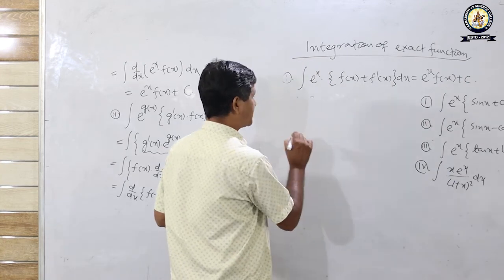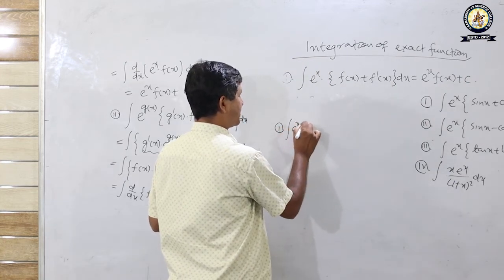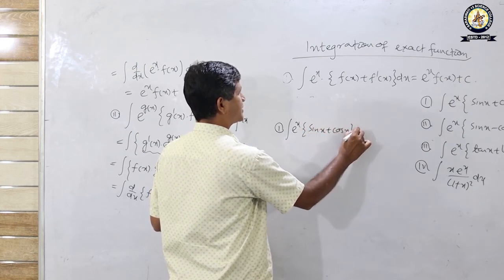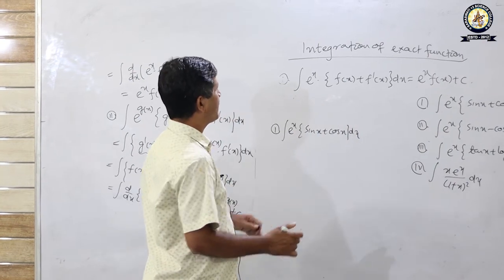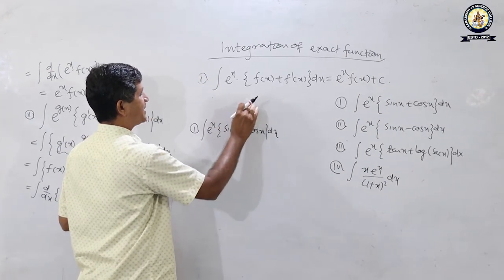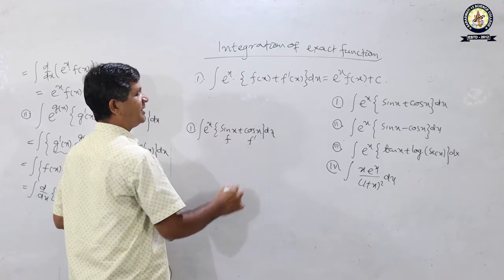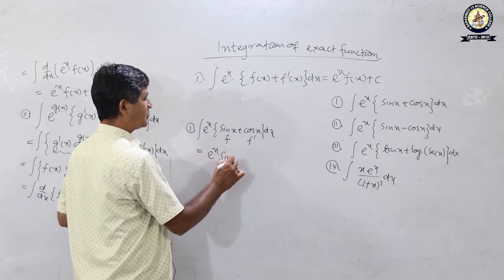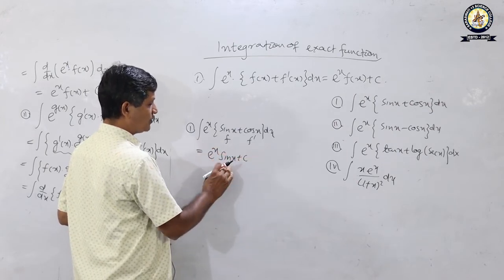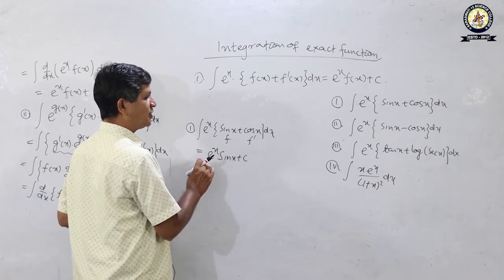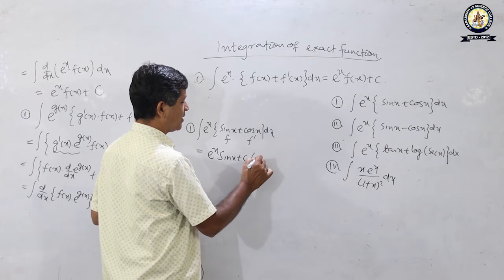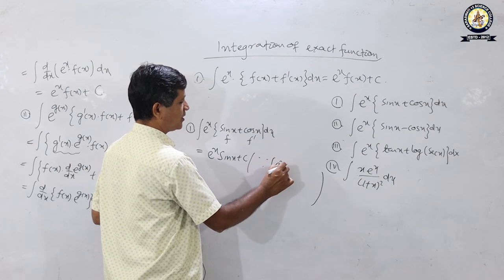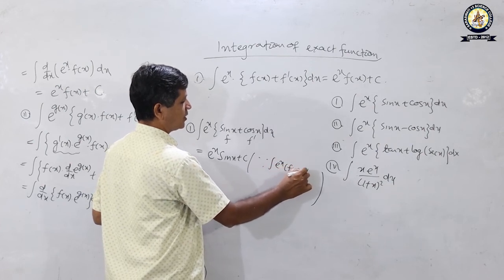Come to the first example, integration of e to the power x into (sin x plus cos x) into dx. Compared to this first formula, look at it, if you take f(x) as sin x, then cos x will be its derivative. So its answer will be simply e to the power x into sin x plus c. When you use this formula directly, you must write the formula on the side. Which formula you use, you must write on the side, otherwise the examiner may cut your marks.